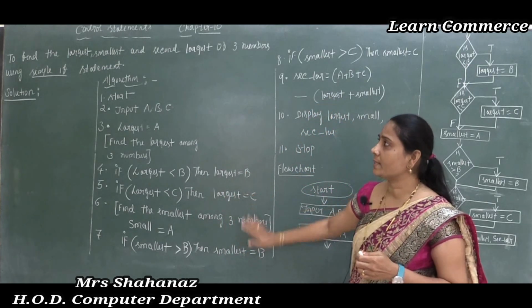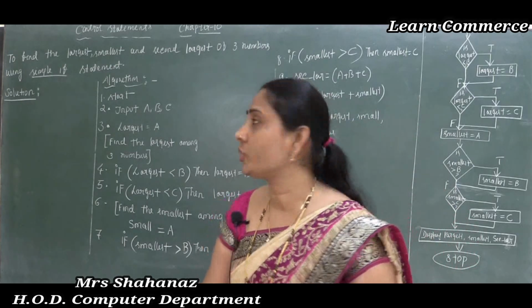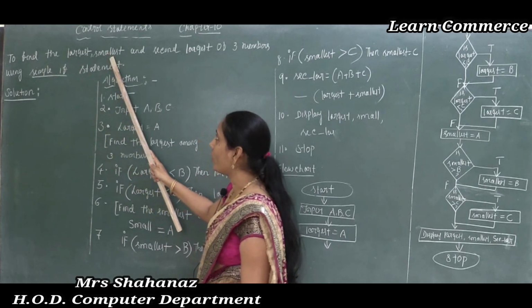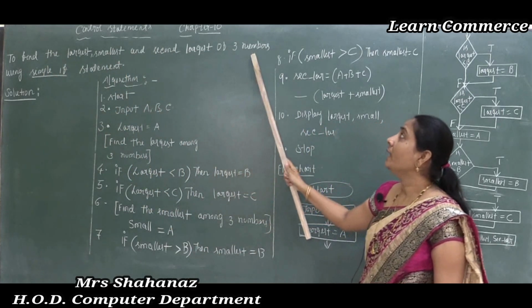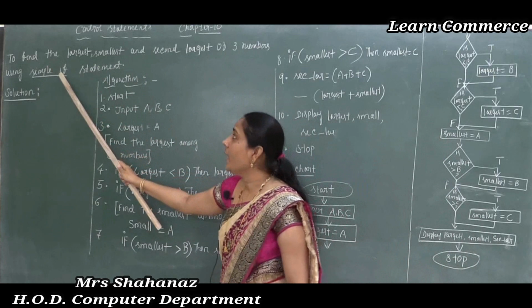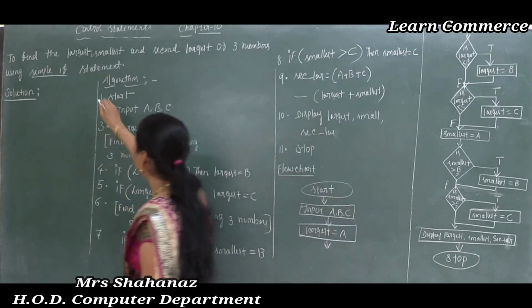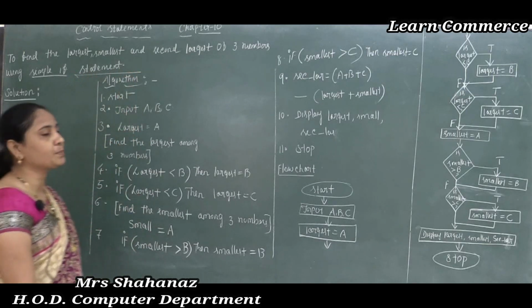So first of all, let's look at the question. In this program we are going to find out the largest, smallest and the second largest of three numbers using the simple if statement. By using the concept of the simple if statement we are going to solve this program.